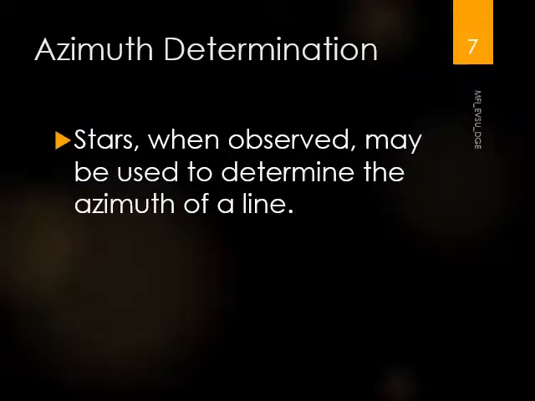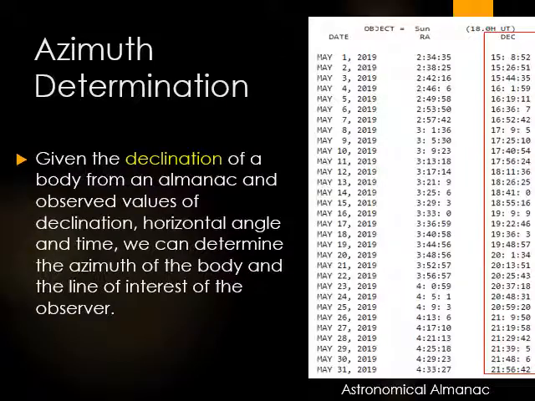Okay? So, for the azimuth determination, nag-o-observe tayo ng star para ma-determine natin yung azimuth ng line. So, the azimuth determination given the declination of the body from the almanac. So, meron kasi tayong tinatawag na almanac. So, ito yung almanac, it records the daily movement ni sun around the ecliptic. So, makikita nyo yung kanyang right ascension is increasing from May 1 to May 31, di ba?